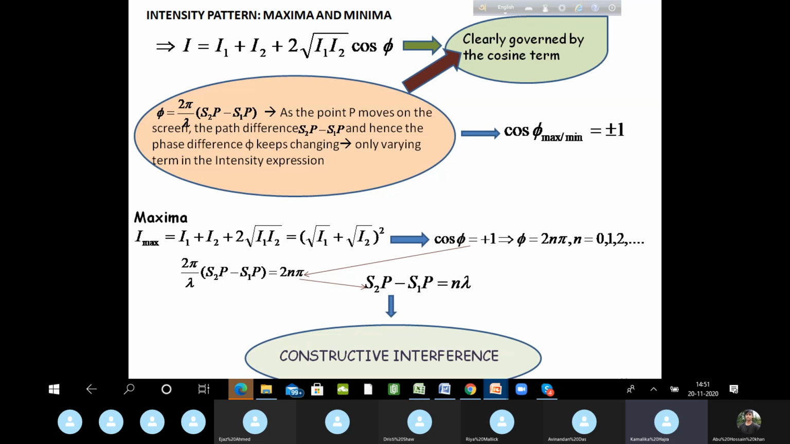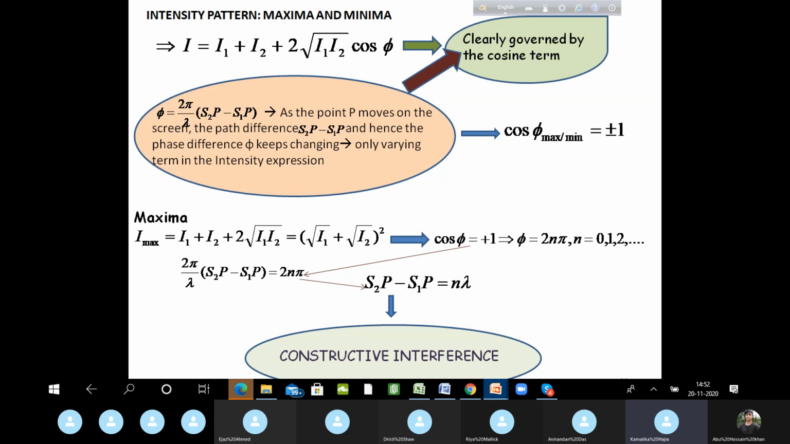This is the condition for constructive interference. Very, very important question: from the expression of intensity in Young's double slit experiment, derive the condition of constructive and destructive interference. Very, very important, typical university question. From the expression of intensity, derive the condition of constructive and destructive interference.